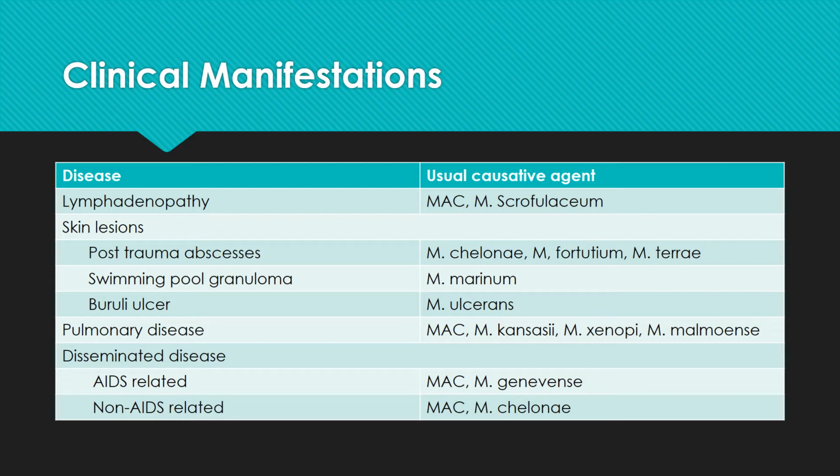Then the respiratory disease, this disease is caused by the MAC, that is Mycobacterium avium intracellulare complex, then M. kansasii, then M. xenopi, and other members of the group. And at last the disseminated disease. Among these, some are related to AIDS and some are not related to AIDS. In AIDS, MAC can cause both types of disseminated disease.